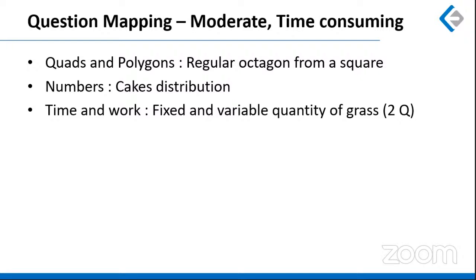So you have to generate an equation based on that. There was similar data given. You can generate another equation. By elimination, you will be able to find out the fixed as well as the variable quantity.